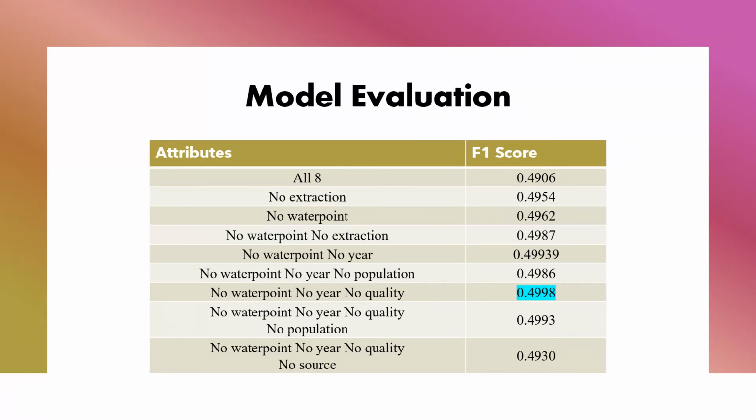And then moving forward, I kept doing this process until I removed water point, year, and quality and got the F1 score of 0.4998. After that, I removed every other attribute one at a time to see if there was any improvement, and no improvements were made. So this turns out to be the optimal combination of attributes for our model.